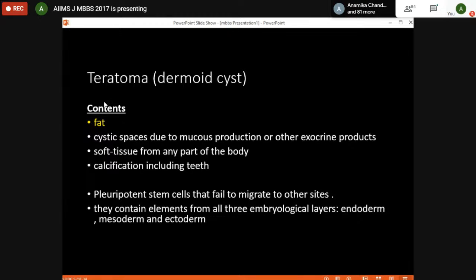Okay. Other than fat, you can focus on the last point here, calcifications, including teeth, which you saw here. It is not necessary that you see teeth in each and every case, but some form of calcification may be present. Not always, but may be present. What will be present almost in all the cases is fat. So what you have to remember is that teratoma will have multiple types of tissues in which fat will be present in most of the cases. All right? It's clear to everyone, right?